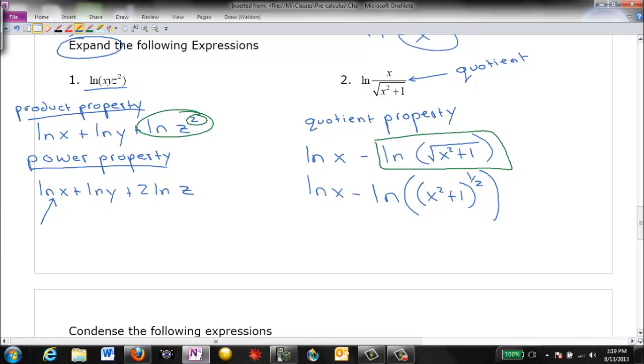Okay? Now I'm going to apply the power property. Because the power property allows me to pull exponents out of the log and put them in front. Right? So I'm going to be taking this 1/2 and moving it out front here. So what I have now is the natural log of x minus the natural log of x squared plus 1, and I'm going to put that 1/2 there. So I actually have the natural log of x minus 1/2 the natural log of x squared plus 1. And that's about as far as you can go with that one.